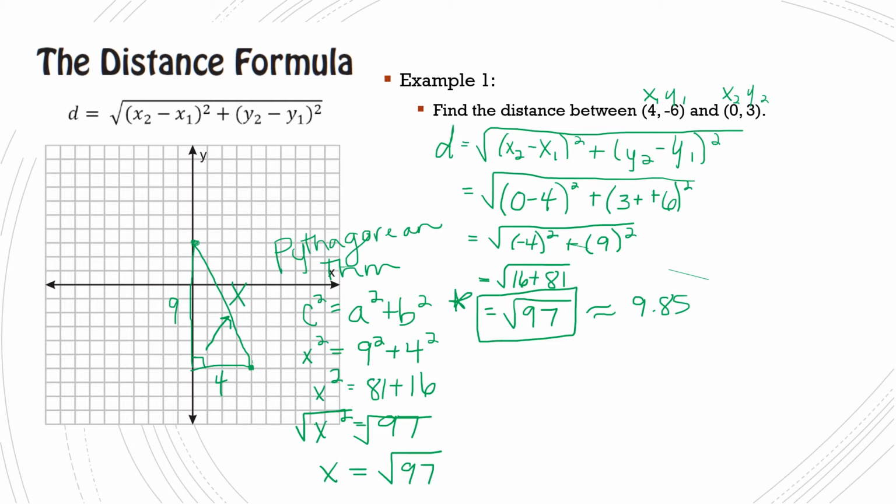And again, we already talked about that. There is no perfect square that goes into that to simplify it down. So the distance between those 2 points would be the square root of 97, or 9.85 units. So again, we have 2 different options here: solve using the distance formula, or you can use the Pythagorean theorem on a coordinate plane.